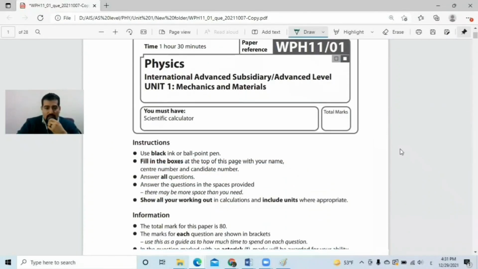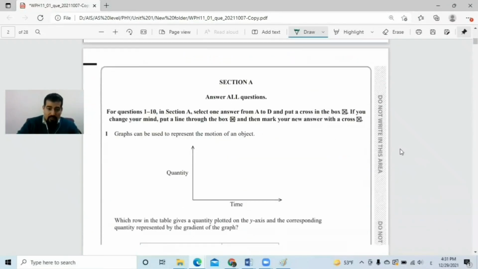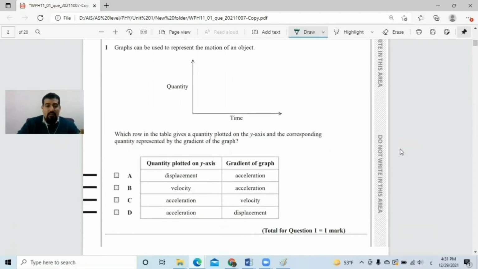The multiple choice questions, I want you to try to answer each one by yourself. I will give you a minute for each question. The graph can be used to represent the motion of an object, quantity with time. They didn't say what the quantity is. Which row gives the quantity plotted on the y-axis, divided by the x-axis, to get the gradient?